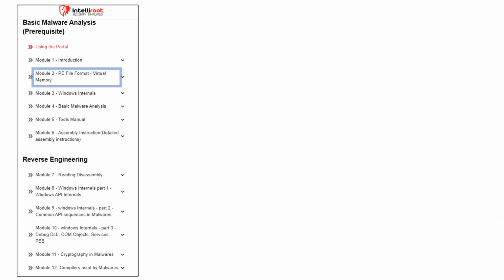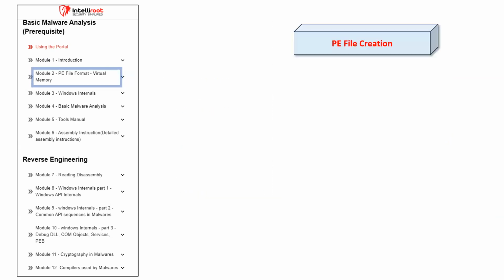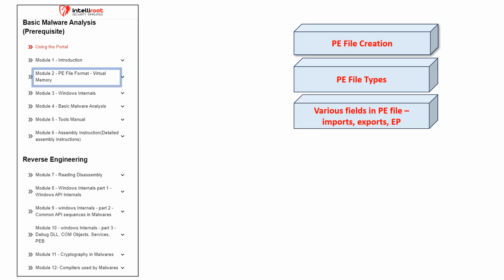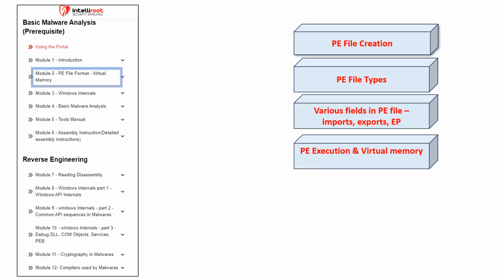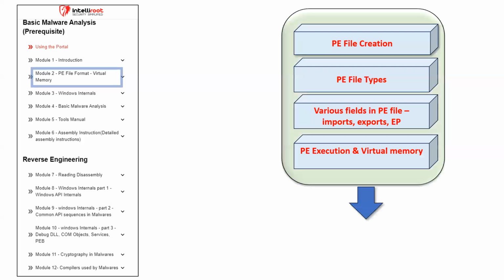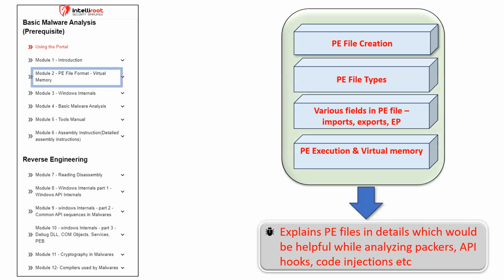Module 2 covers PE file format. It talks about how PE files are created. It talks about different kinds of PE files. It also covers various fields in a PE file like imports, exports, entry point. It also talks about how a PE file is executed and how it is mapped to virtual memory when executed. The knowledge gained from this module would help you in analyzing packers, API hooks, and code injections.